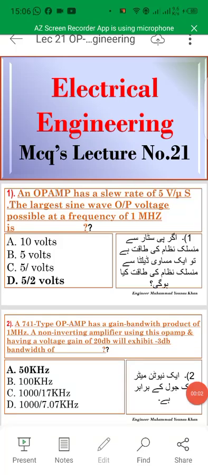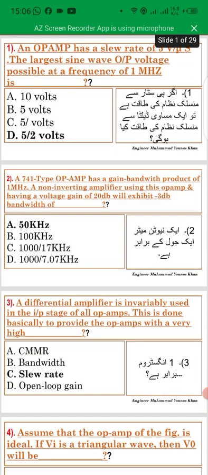An op-amp has a slew rate of 5 V/microsecond. The largest sine wave output voltage possible at a frequency of 1 MHz is 5/(2π) volts. The op-amp has a gain bandwidth product of 1 MHz. A non-inverting amplifier using this op-amp and having a voltage gain of 20 dB will exhibit a 3 dB bandwidth of 50 kHz.